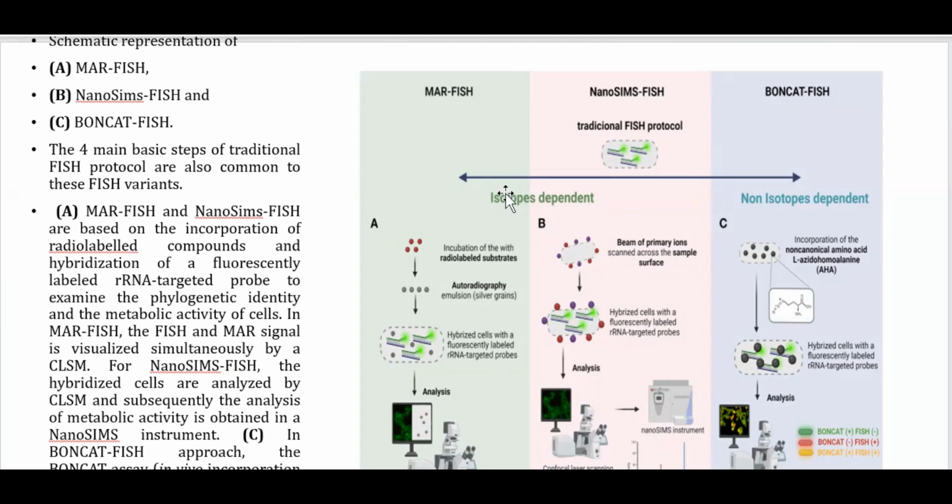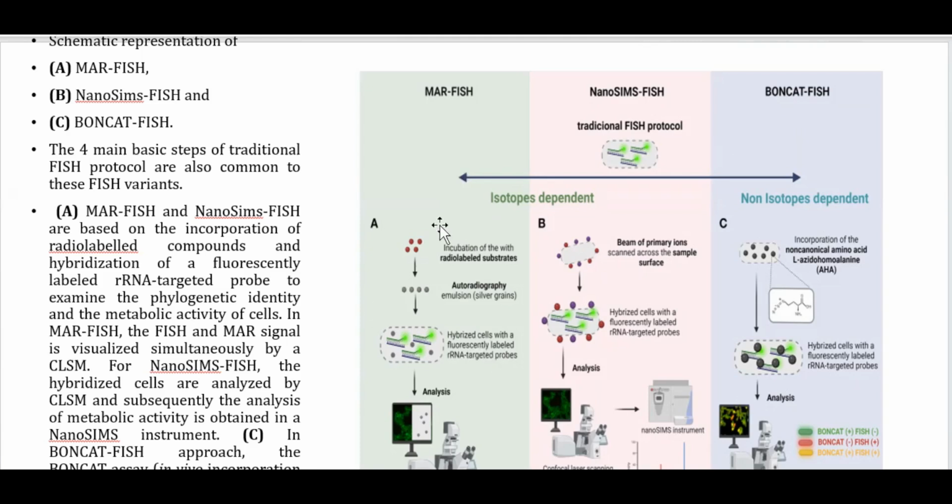Now, if you compare isotope dependent methods and non-isotope dependent methods, it is about the labels that are used. When radio labels are used, you are saying isotope dependent methods, and they are referred to as MAR-FISH. When you are talking about non-isotope dependent methods, such as the inclusion of non-canonical amino acids like AHA, they are referred to as BONCAT-FISH, right?